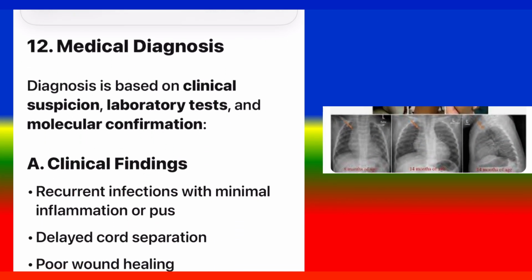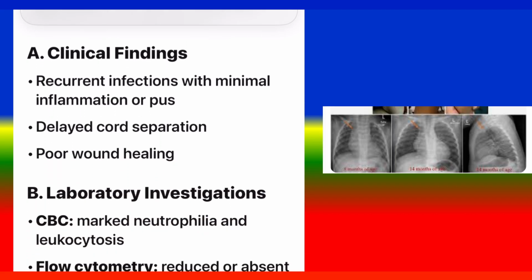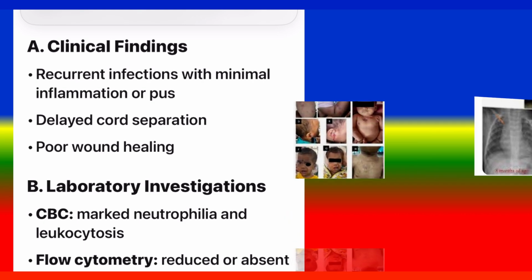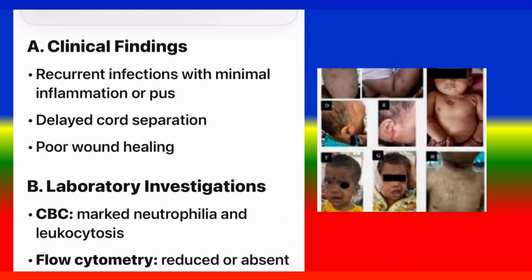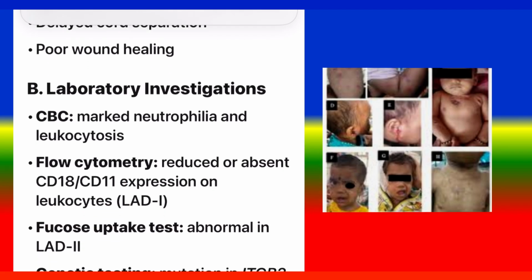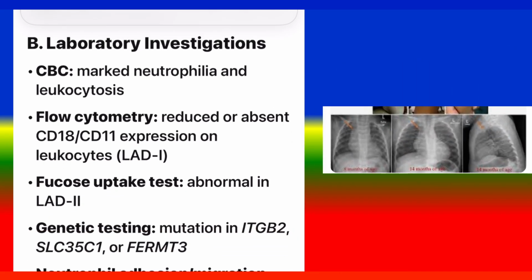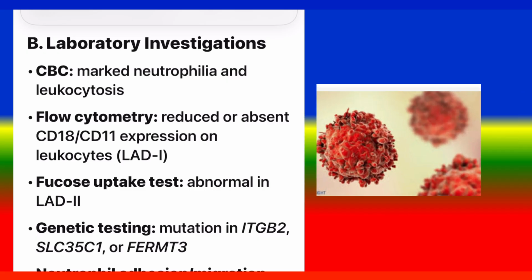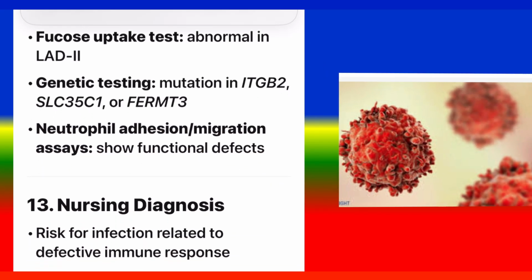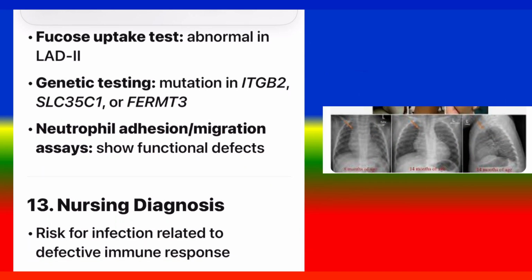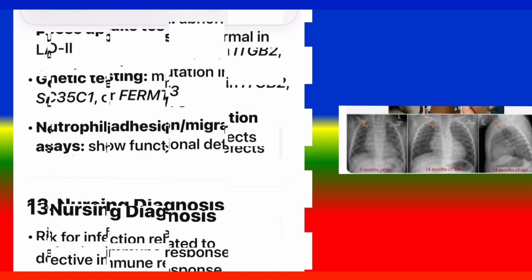Number 12. Medical diagnosis. Diagnosis is based on clinical suspicion, laboratory tests, and molecular confirmation. A. Clinical findings. Recurrent infections with minimal inflammation or pus, delayed cord separation, poor wound healing. B. Laboratory investigations. CBC, marked neutrophilia and leukocytosis. Flow cytometry, reduced or absent CD18 and CD11 expression on leukocytes. Fucose uptake test, abnormal in LAD-2. Genetic testing, mutation in ITGB2, SLC35C1, or FERMT3. Neutrophil adhesion and migration assays show functional defects.